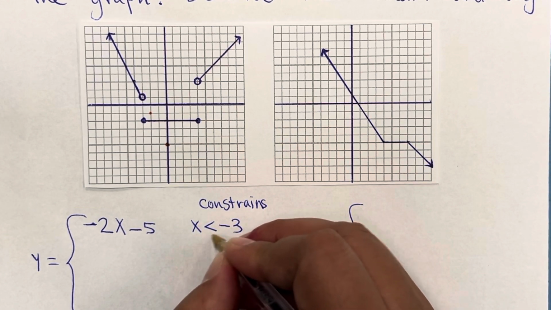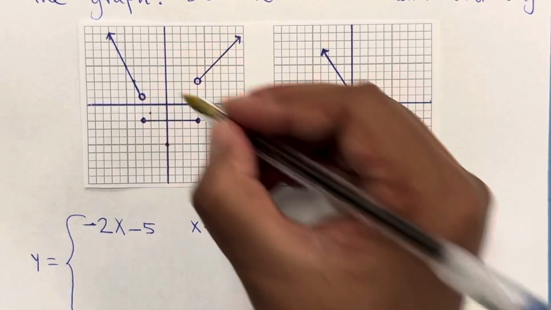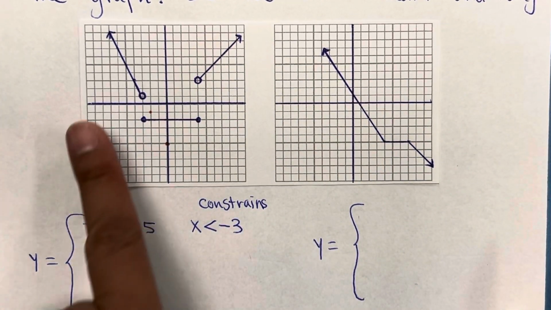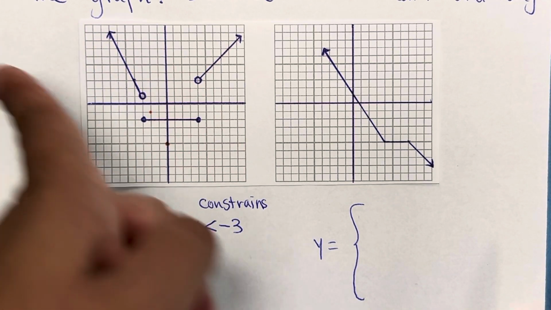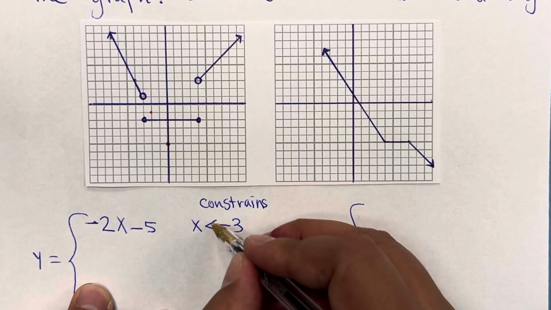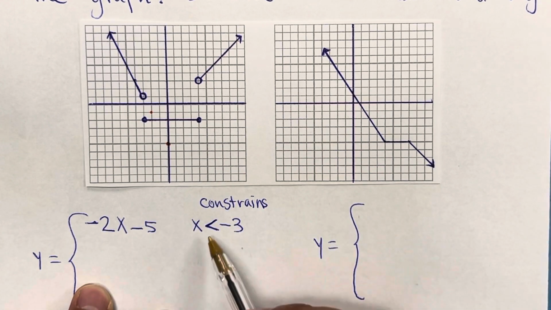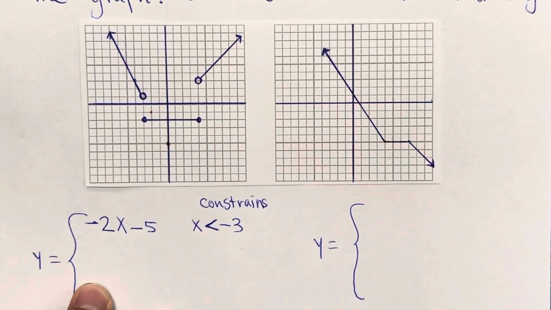How do we know if we put the equal? If it was closed, then we put equal. If it's open, then we just put the symbol. One thing that I also mentioned is that if the arrow is pointing toward that side, then the symbol is pointing toward that side too. So less than, and the arrow is also pointing more towards the left.